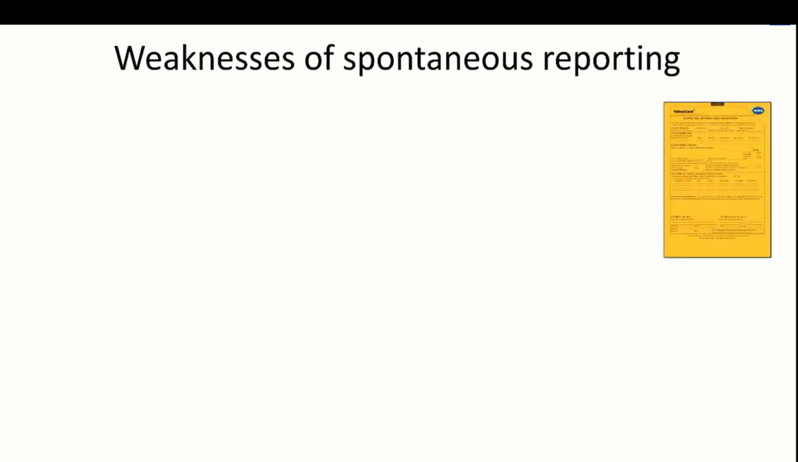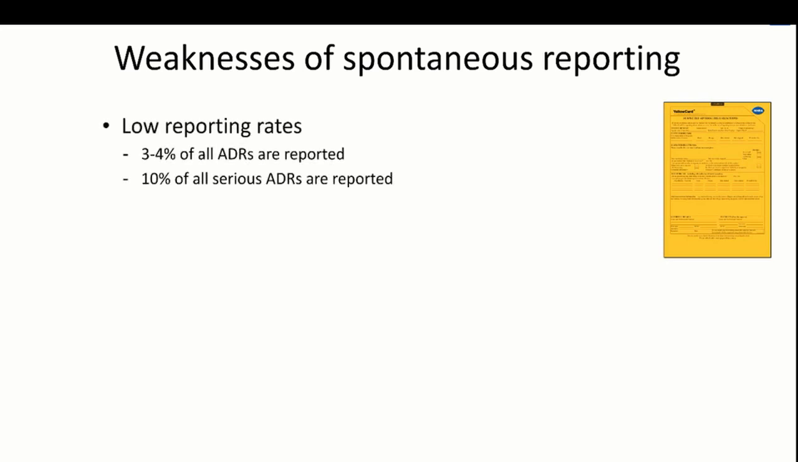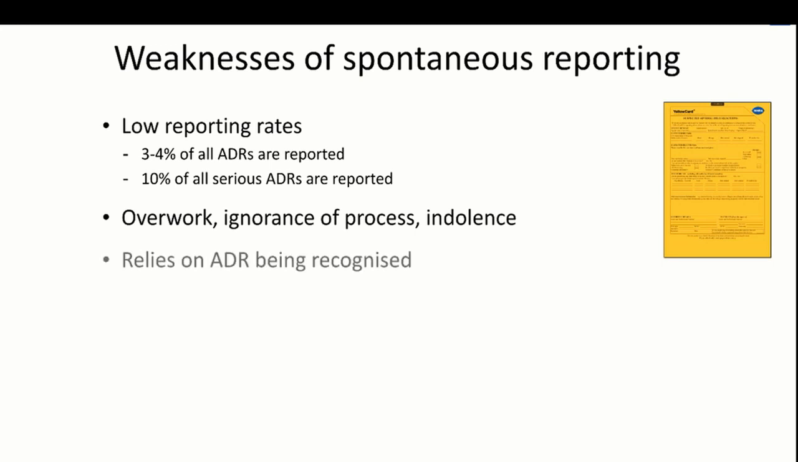There are nevertheless several important weaknesses of the yellow card scheme and other spontaneous reporting systems. Overall reporting rates are very low as a proportion of all the adverse events occurring. As few as 4% of all ADRs are reported, and possibly only 10% of those that might be classed as serious. Reporting depends on awareness and motivation. Unfortunately, many healthcare professionals are unaware, often very busy, and some may not be motivated to take part. Reporting has to begin with recognising that an ADR might have occurred, and sometimes this may be missed.